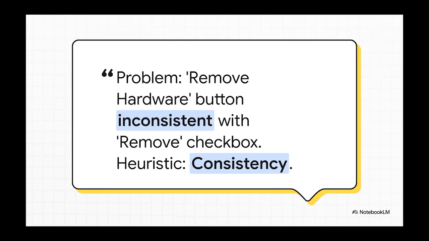Okay, check this out. This is from a real evaluation of a really bad shopping cart interface. The problem? To remove an item, you could either check a remove box or you could click a remove hardware button. Wait, what? 2 totally different controls that do the exact same thing? That is a textbook violation of the heuristic for consistency and standards. It just creates pointless confusion.